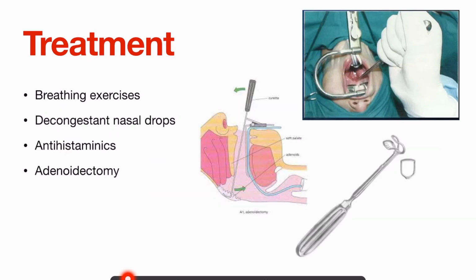So what will be the treatment? Now this is important, and this is something you have to study in another video. I will share the adenoidectomy video also. So what is the treatment that you have to tell the patient? Breathing exercises, decongestant nasal drops, antihistaminics, and adenoidectomy if you have to remove the adenoids. These are all the things which will relieve the rhinitis, sinusitis, and the nasal symptoms. And adenoidectomy is basically the removal of the adenoids.